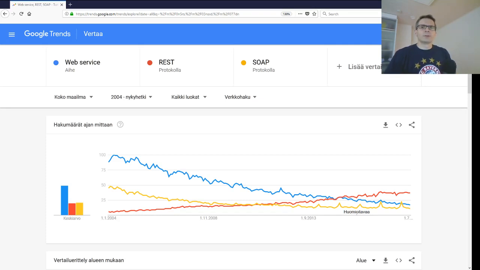So what can we conclude from this figure? I think it is that the REST protocol is the trendiest web service protocol at the moment. SOAP, that used to be popular, is declining in interest, and the general searches done on web service also seem to be declining.